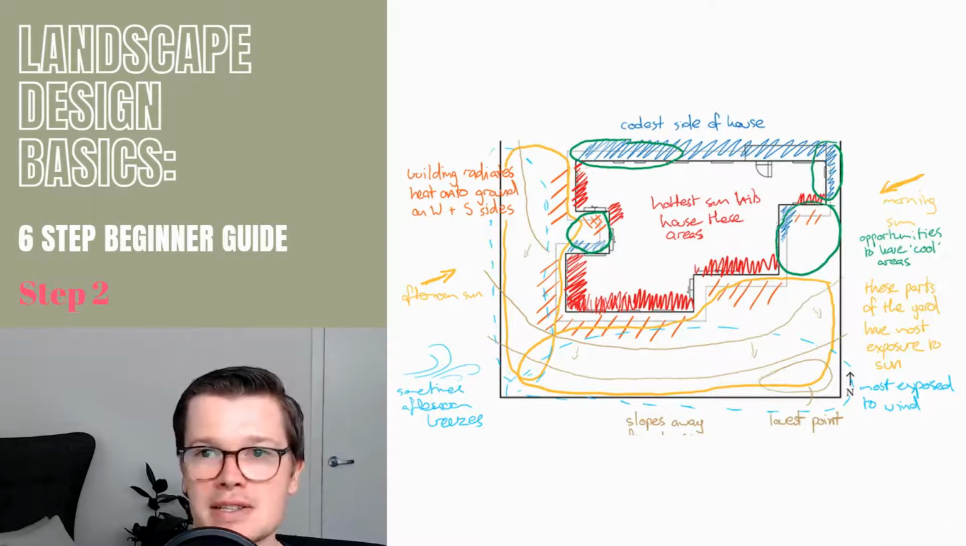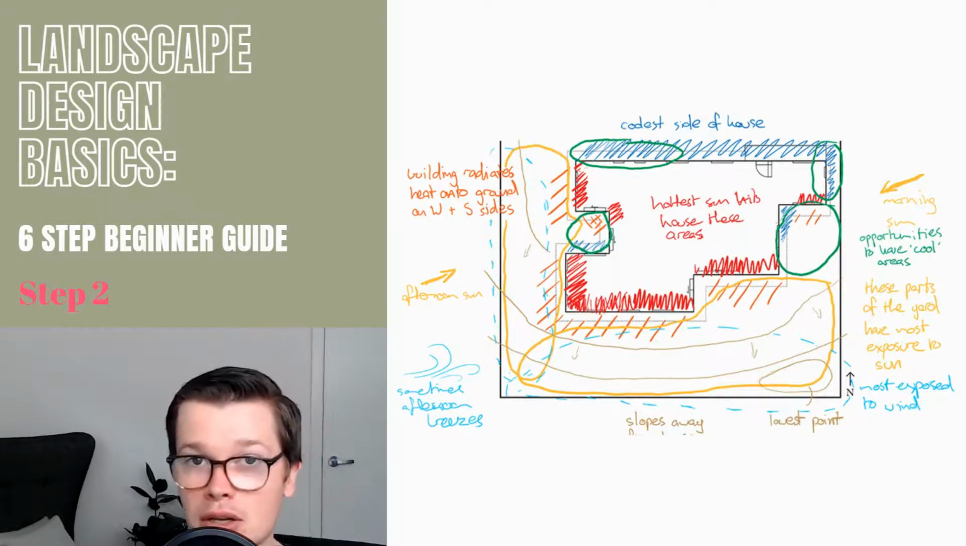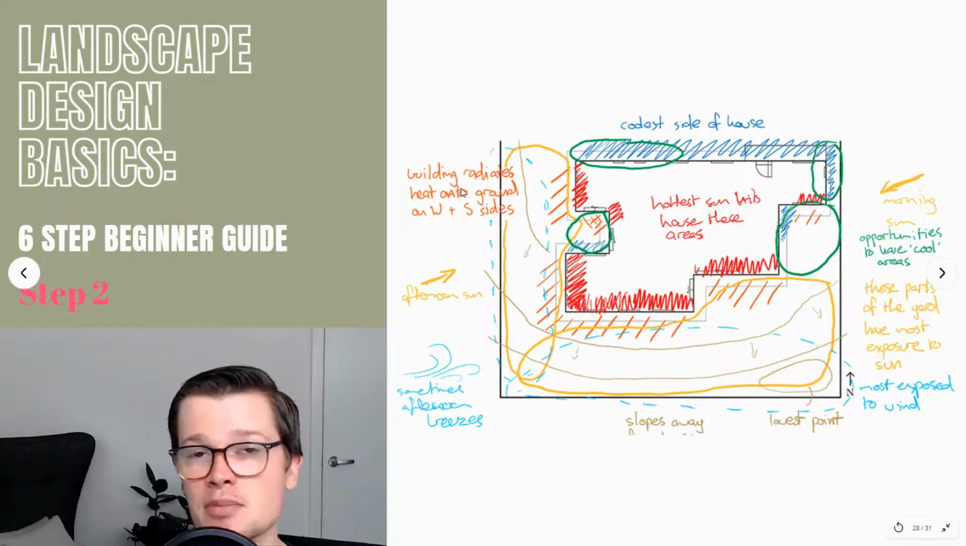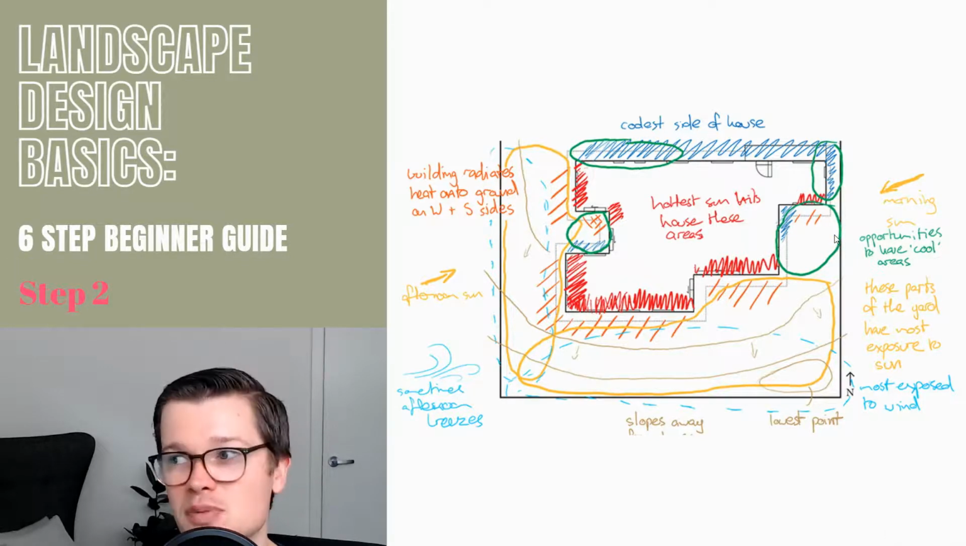Here is a design that I was looking at, a garden design for a hot climate. And again, nothing too crazy here. One note I made is that the building radiates heat onto the ground on the west and southern sides. I'm pretending this property is in America, in the northern hemisphere. So we've got a lot of afternoon sun coming in, and the building's going to radiate heat onto the landscape itself, which adds to the heat that the land is already experiencing from the sun.